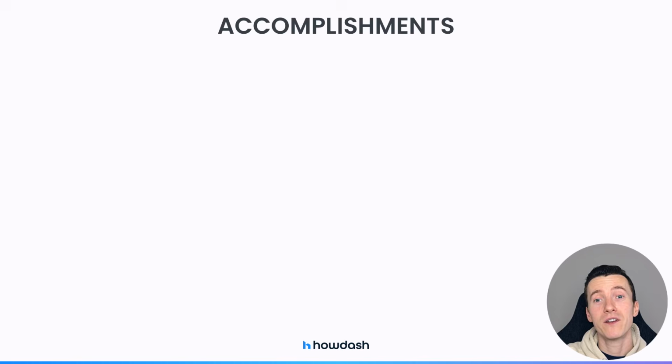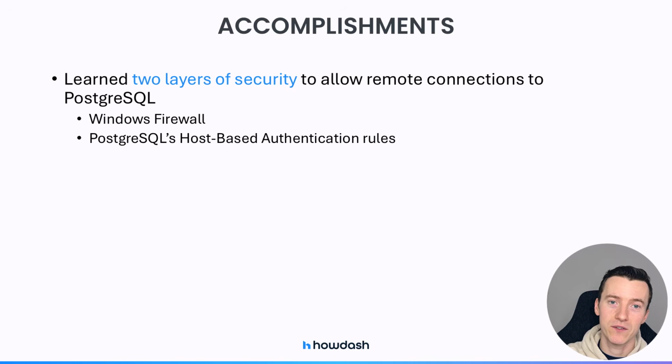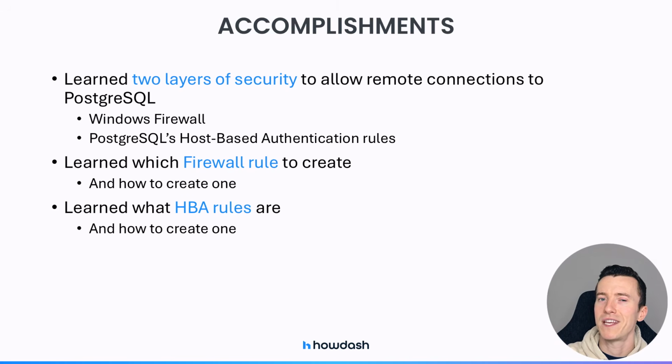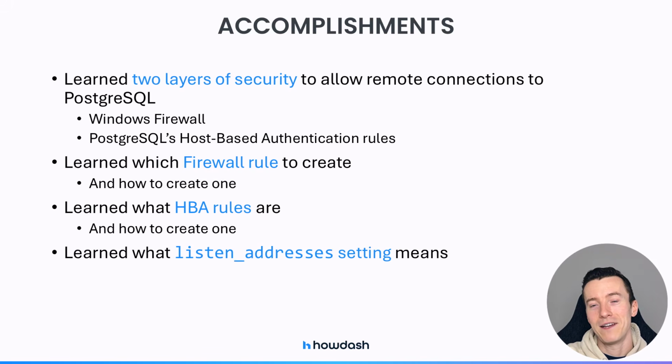As a review, we've learned that there are 2 layers of security that we need to configure to allow remote connections to PostgreSQL server. We learned which firewall rule to create, how to create a firewall rule, what is PostgreSQL's HBA rule, and how to create one, what listen addresses setting means, and what to populate it with. Now that you know all of that, you can repeat these steps to enable all your servers communicating with each other freely. Okay, that's all for today, and I'll see you in the next video.